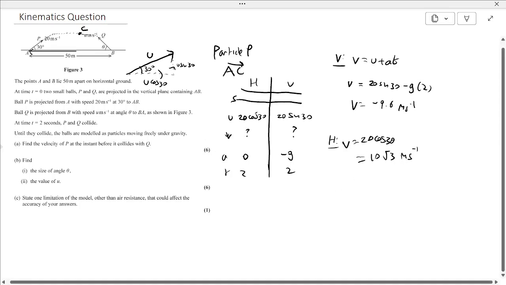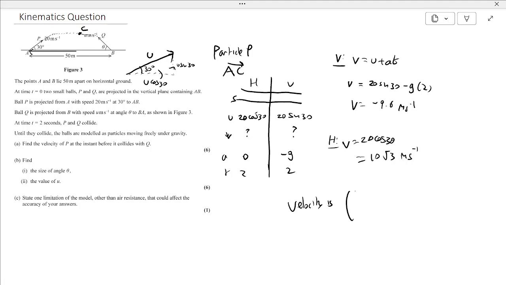That gives the velocity of P at this point. So the velocity is, well, it's a vector, right? Negative 9.6.